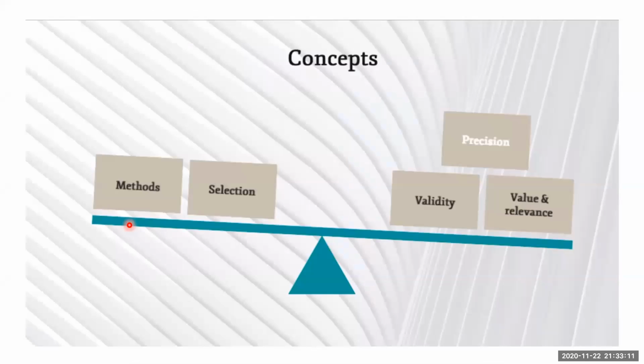So method selection will control the precision and the validity and value and relevance of a specific study. It's very important to formulate a good hypothesis, select the appropriate design, perform the method precisely, and report the results. All this will increase the validity and value and relevance of the study.